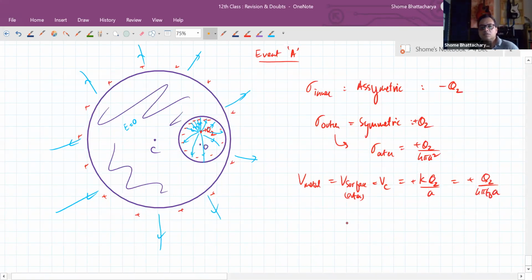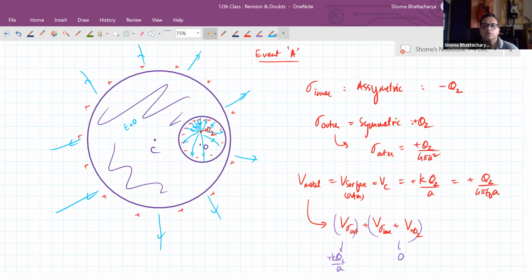Why this is happening is because at any point the potential is basically the potential due to the sigma on the outer surface, plus the potential due to the sigma on the inner surface, plus the potential due to the charge particle plus Q2. Now what is happening is that the combination of these two is becoming zero, and this term alone is equal to plus KQ2 divided by R. So that is another thing we have to understand: the sigma on the inner surface plus the charge particle itself together cancel the electric field. So together they don't create any potential at any point.